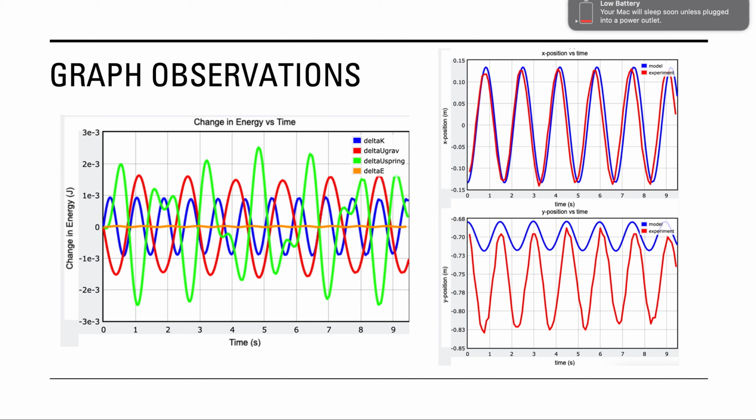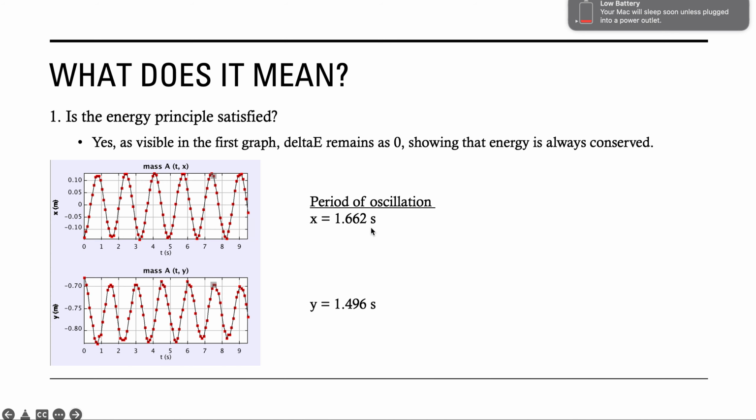So some graph observations: we can see that gravitational potential energy, spring potential energy, and kinetic energy are listed as green, red, and blue, and change in energy is orange, which should always be 0, which is correct. So what does it mean? Is the energy principle satisfied? And yes, as you can see in the last slide, the orange line maintained itself at 0, showing that energy is always conserved, meaning the model is correct.